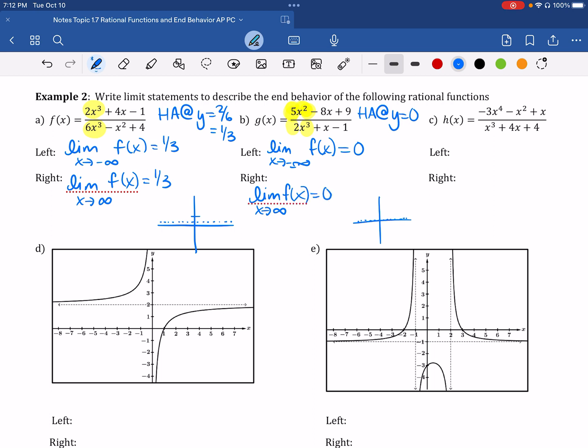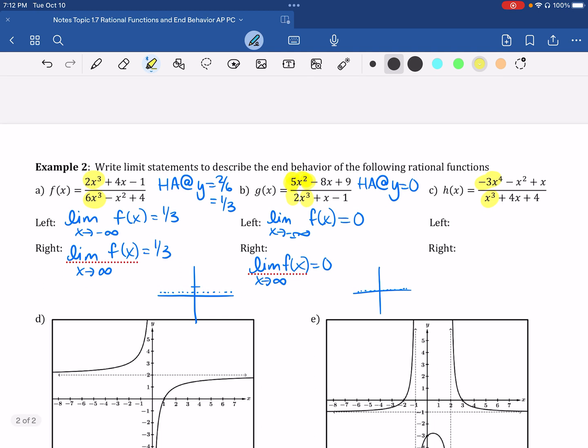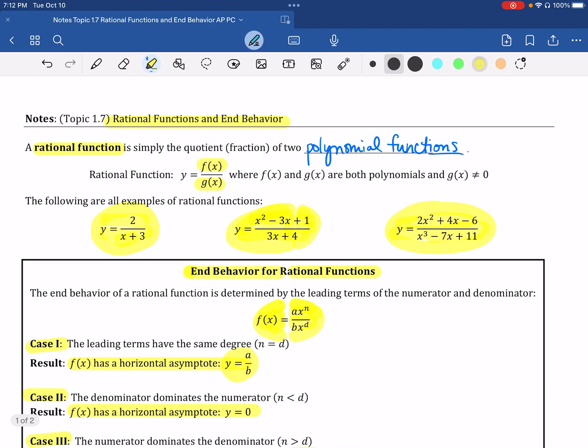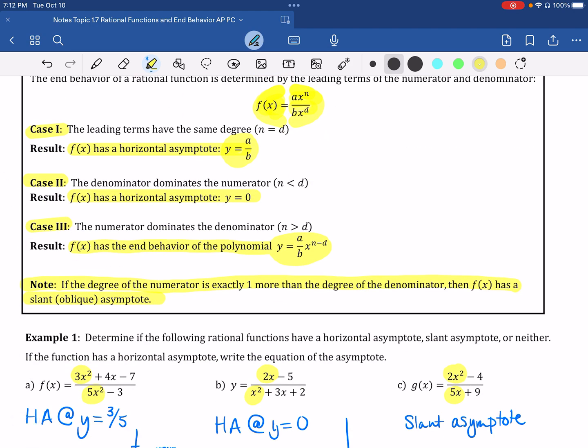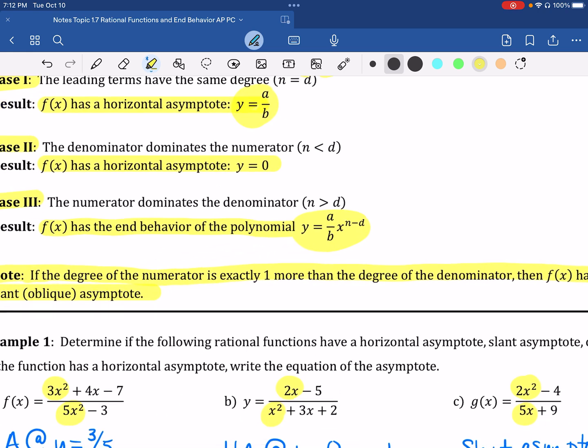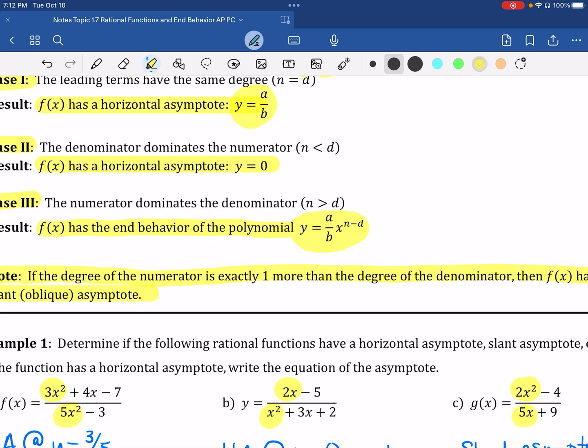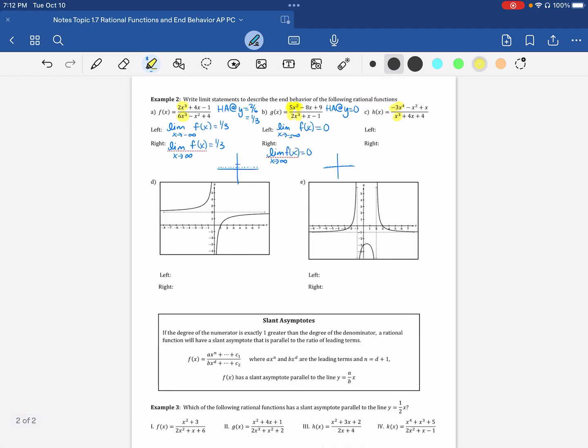Okay, last one. So in this last equation form, when we look at these leading coefficients, we can tell that the degree of the numerator is greater than the degree of the denominator. If we go back here, remember we talked about how there would be end behavior similar to leading coefficient over leading coefficient times x to the n minus d. And that's coming from this fact.